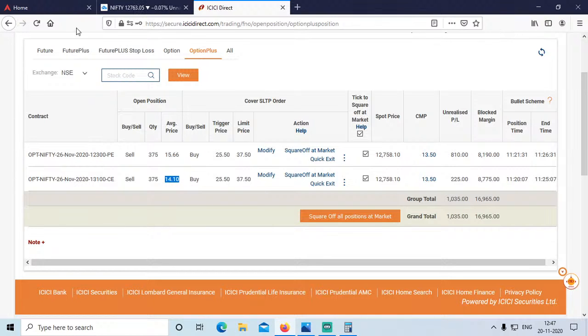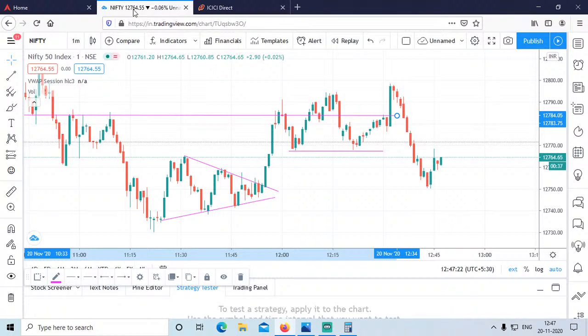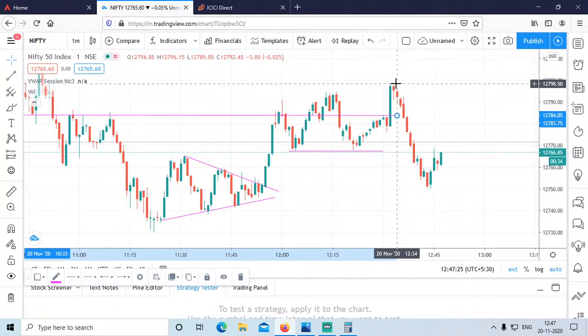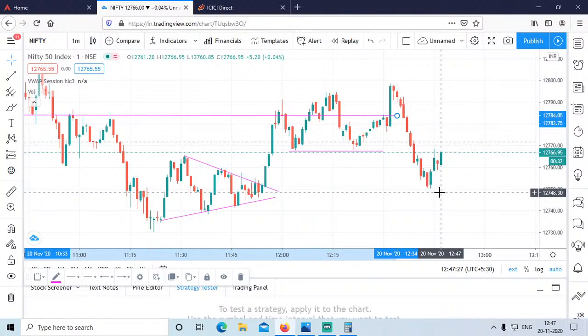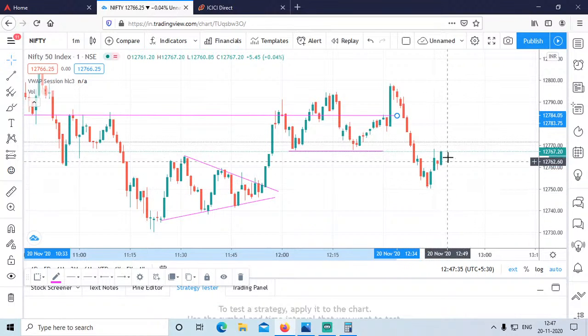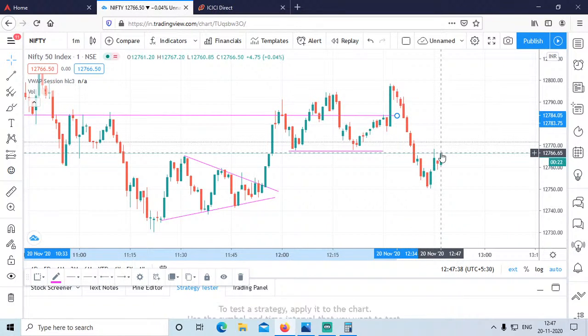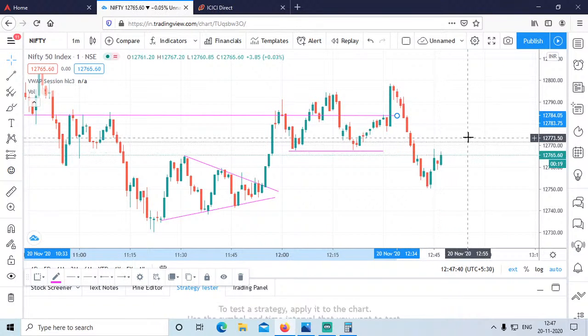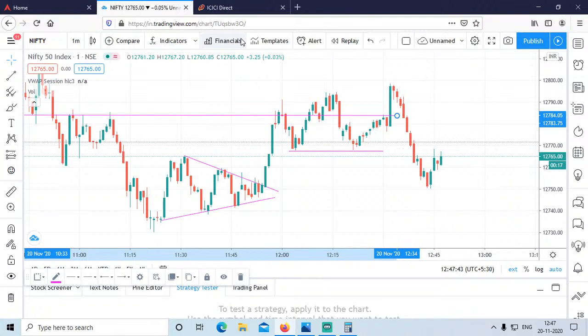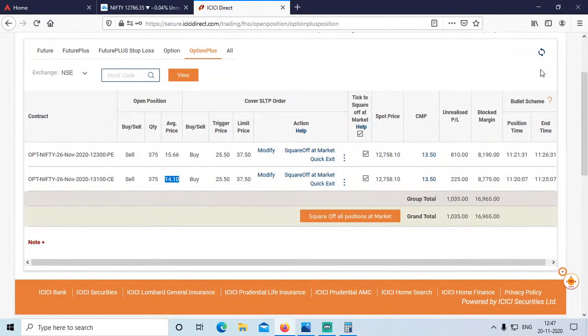Time is 12:47. What happened to the market? Market is giving ups and downs. Anybody who is playing in option buying with a stop loss, they are a gone case. Stop loss will get hit easily, but we are doing option selling and we are safe. As of now the profit is just 1128. Yeah, almost a 6% profit we got.